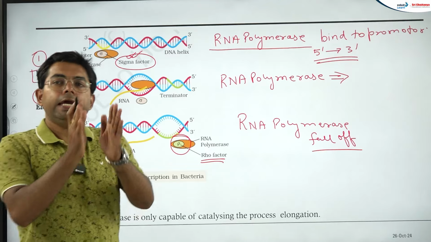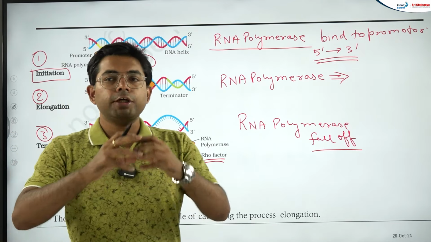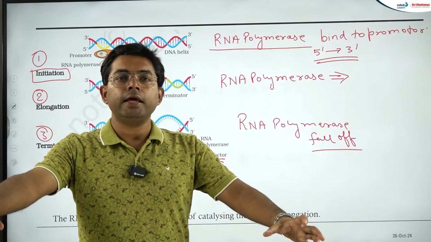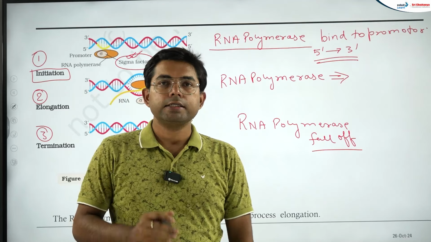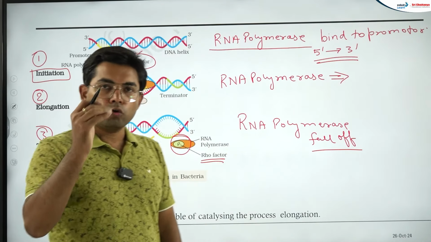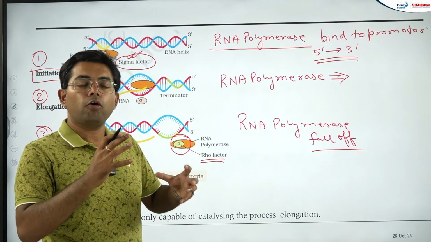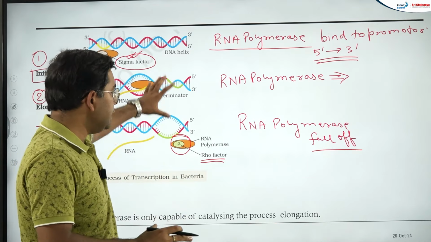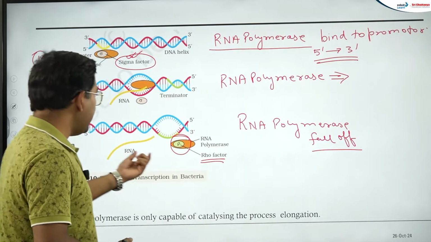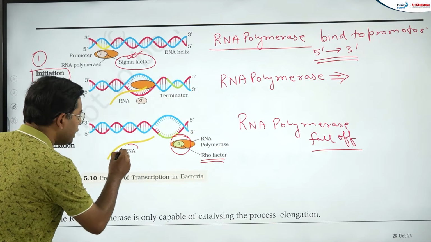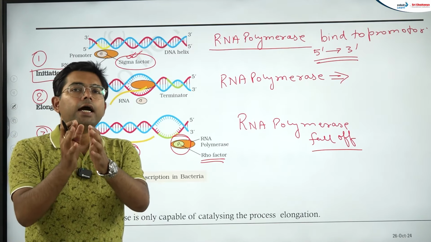So in initiation the sigma factor has an important role, elongation is solely controlled by the RNA polymerase, and termination is controlled by the rho factor. So rho factor, RNA polymerase and sigma factor, all three contribute to this entire process of transcription. So now in the end, what will you get? You will get a single-stranded RNA.